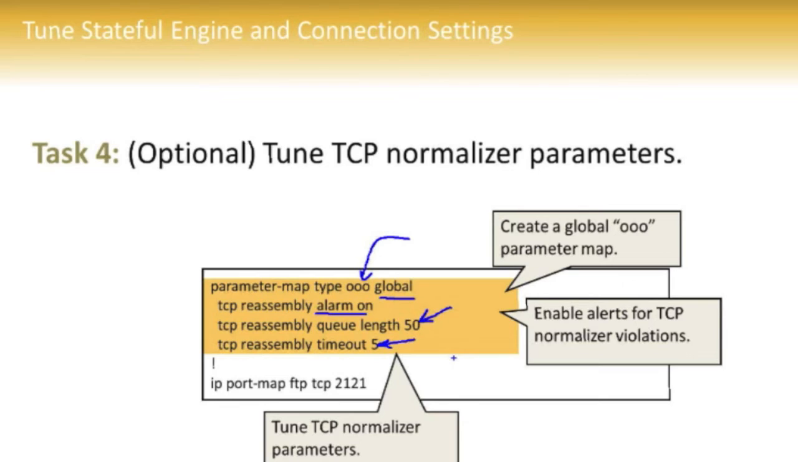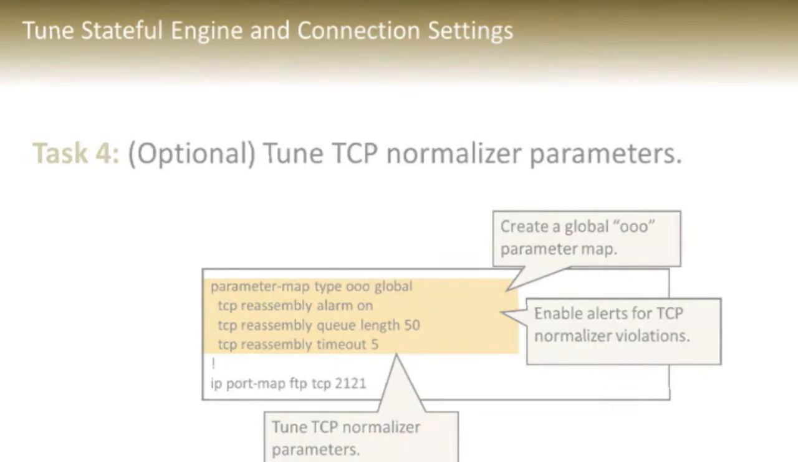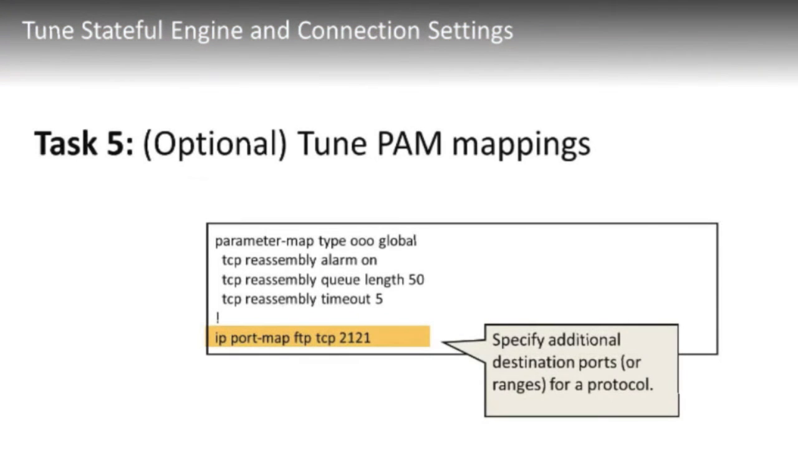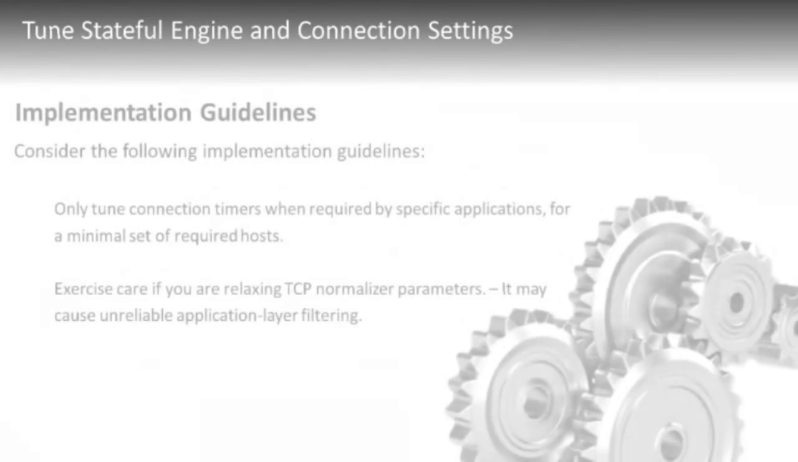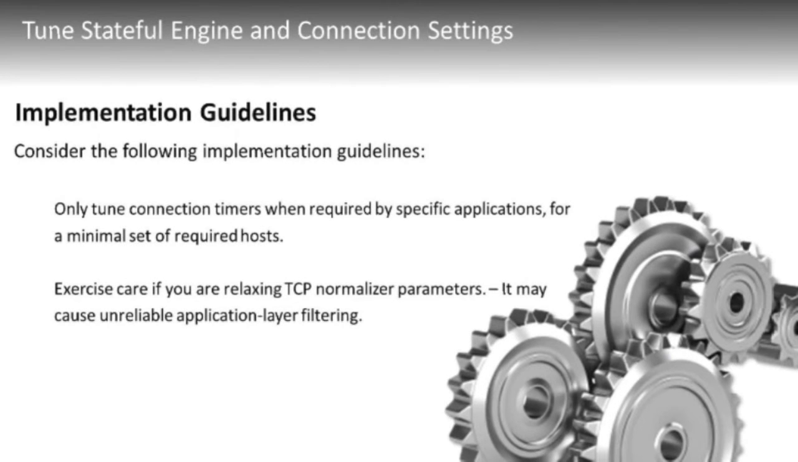So this is how we are going to globally manipulate the TCP normalization parameters. And finally, very simply and also done globally, we set up our port application mapping for the TCP port 2121 to also match FTP. Some guidelines for tuning of your zone-based firewall.